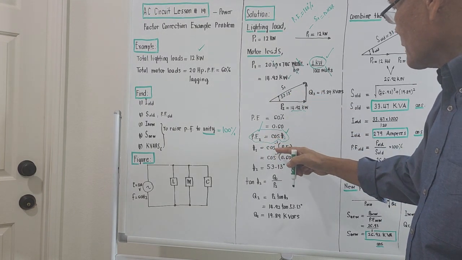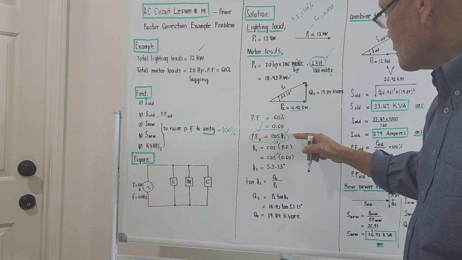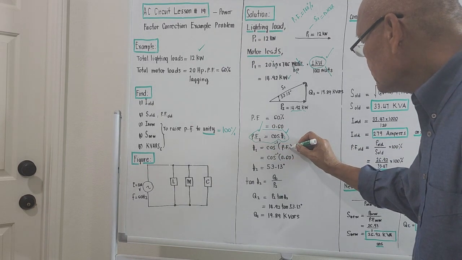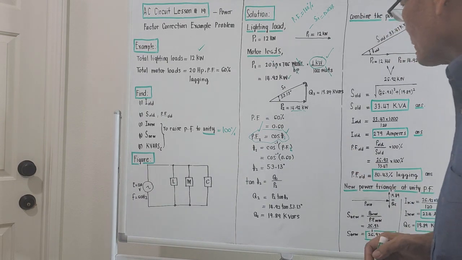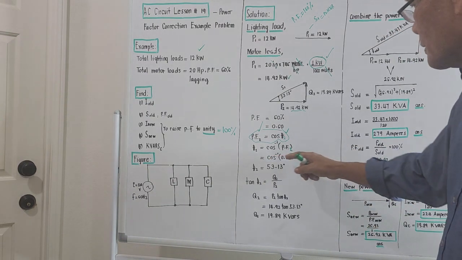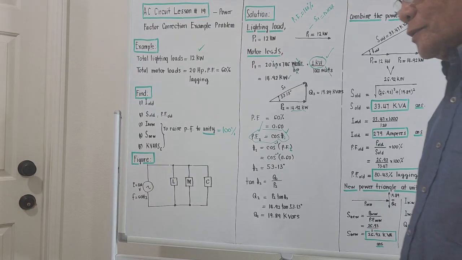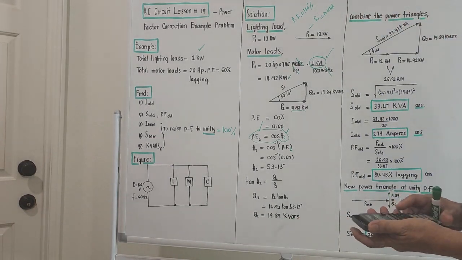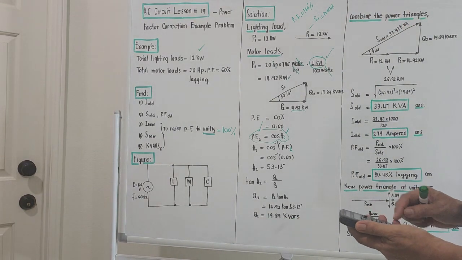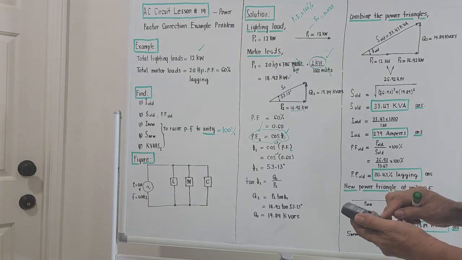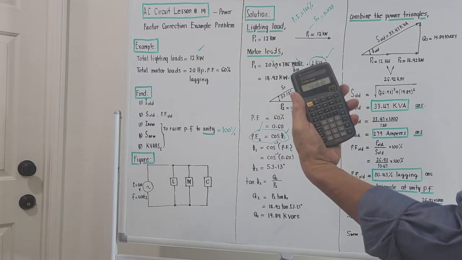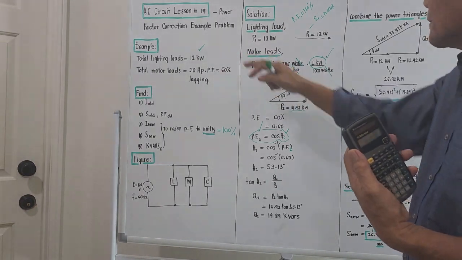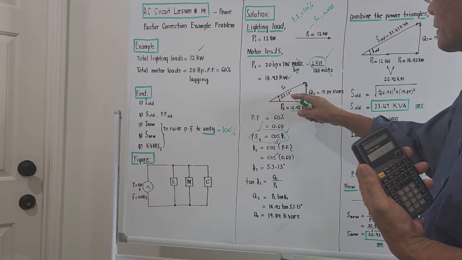So taking the arc cosine of both sides, the arc cosine of cosine theta 2 will be theta 2, and the arc cosine of power factor number 2 is the arc cosine of 0.60. If you bring out your calculator, you press 0.60, second function cosine. The angle should be 53.13 degrees. So meaning to say, if the power factor of the motor loads is 60%, this angle here is 53.13 degrees.